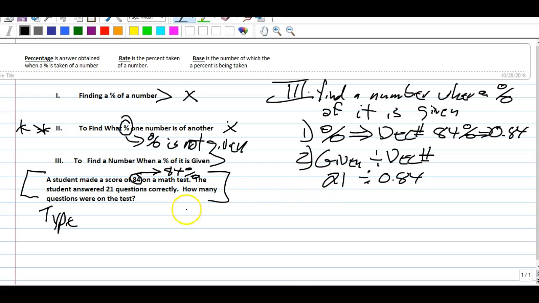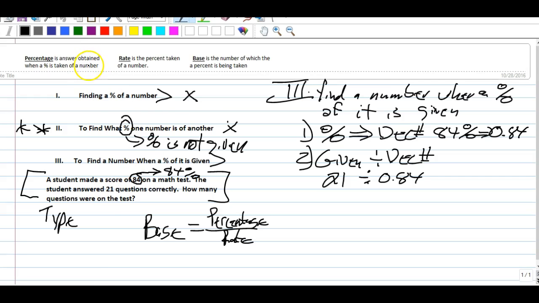Now, if you look at the formulas that I gave you before, what I'm trying to do is find the base. 84% of the total number of questions on the test gives you 21. So the number of questions on the test is actually the base. And the base is equal to the percentage, not the percent, but the percentage, divided by the rate. And of course the rate has to be expressed as a decimal number. So the percentage is 21. They got 21 of the problems correct.